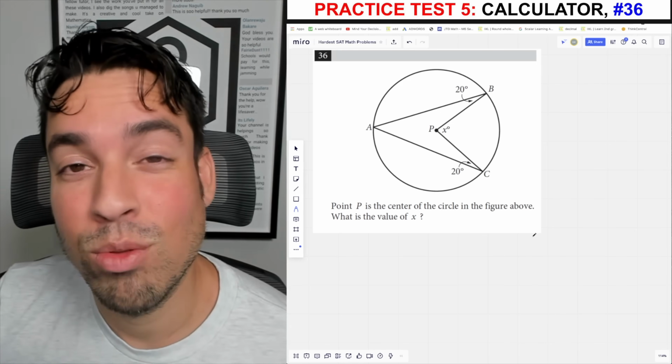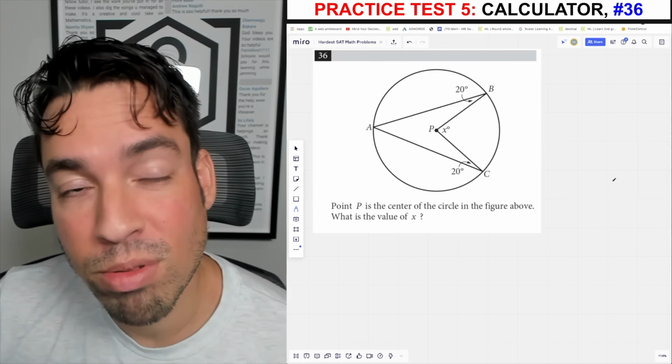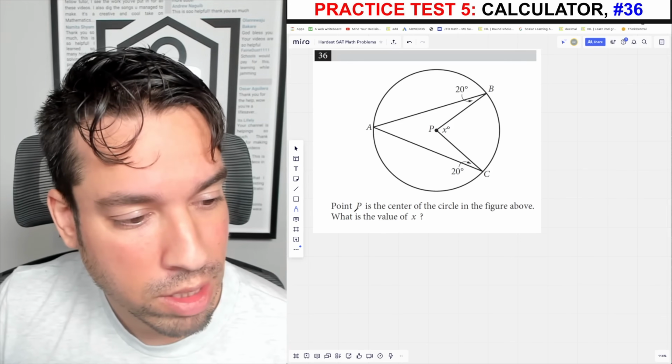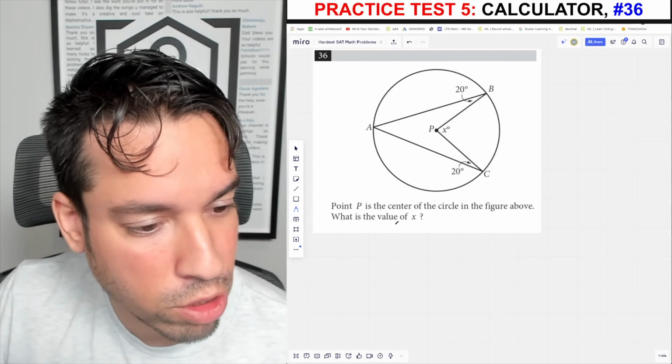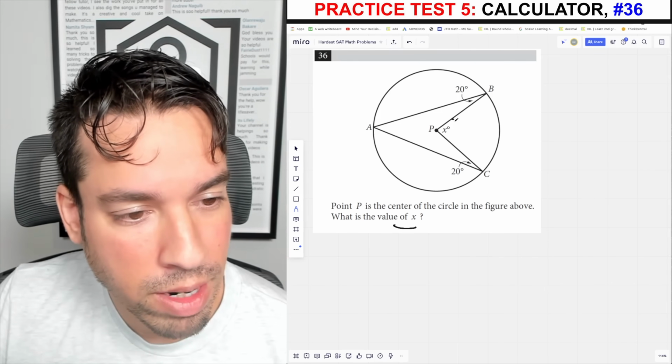Now we got 36, which is a very high-level geometry problem, and it's a circle triangle hybrid, as many circle problems are. So let's take a look. Point P is the center of the circle in the figure above. What is the value of x? So they don't give you a lot of information in the setup. We're trying to find this angle.